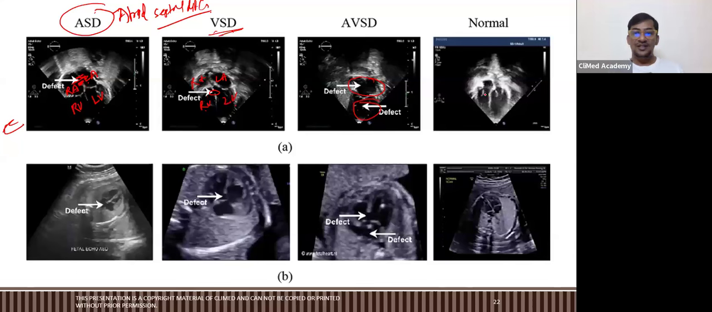And so this is the normal heart, where this is the right atrium, left atrium. Here left atrium is this. Okay, left atrium is this. Then right ventricle, left ventricle.